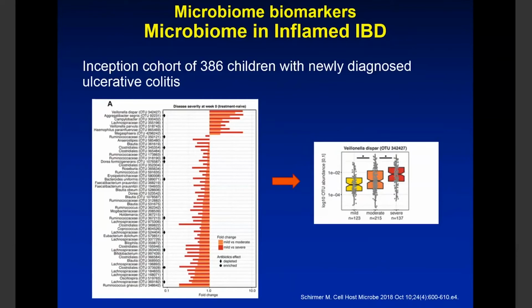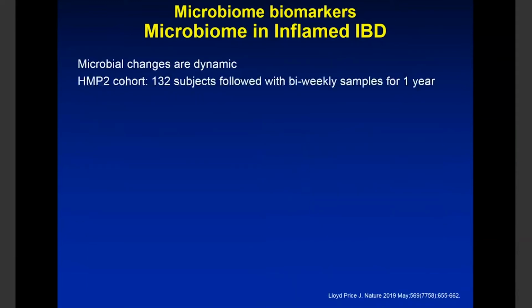So together, these two cohorts give us a good sense that at least cross-sectionally, there's a different microbial signature associated with active disease in both Crohn's and ulcerative colitis.